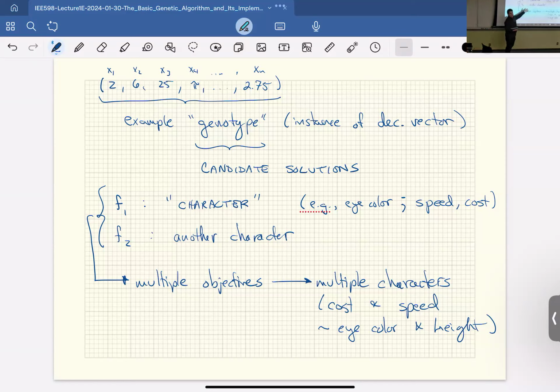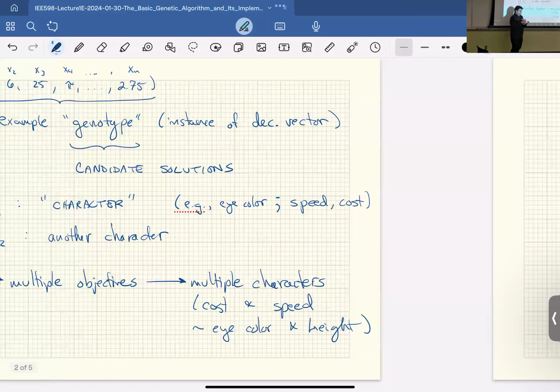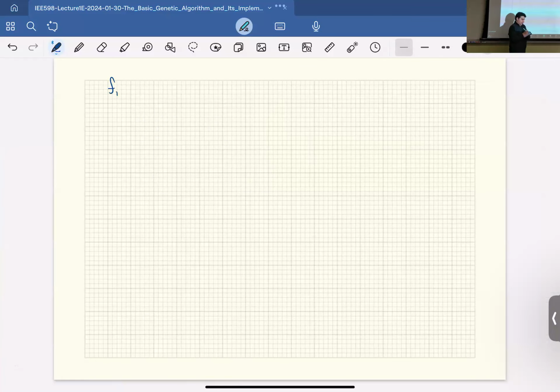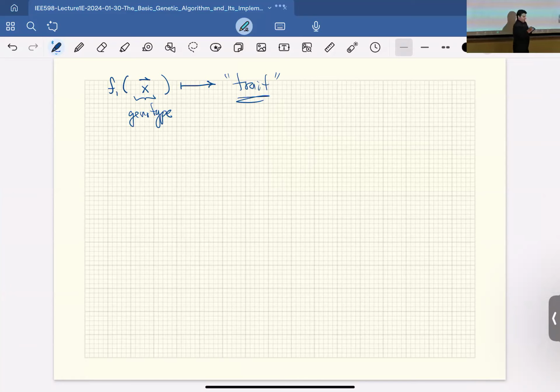These are the observables of your genotype. So each one of these are parameters. I can say F1 of a particular X decision variable is going to map me to a value that I'm going to call a trait. So if this is a genotype, then the genotype typed through the character gives me a trait. And this is an actual value. So maybe it's equal to 6.